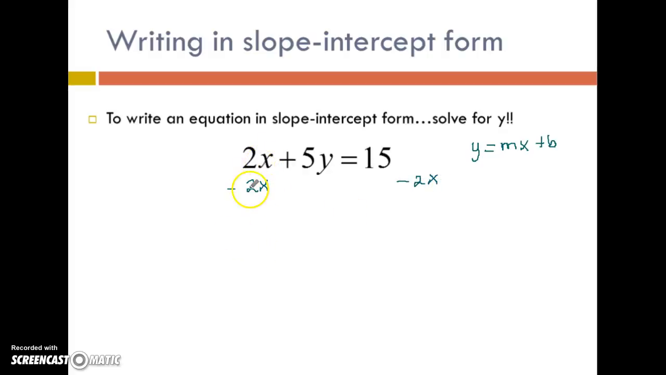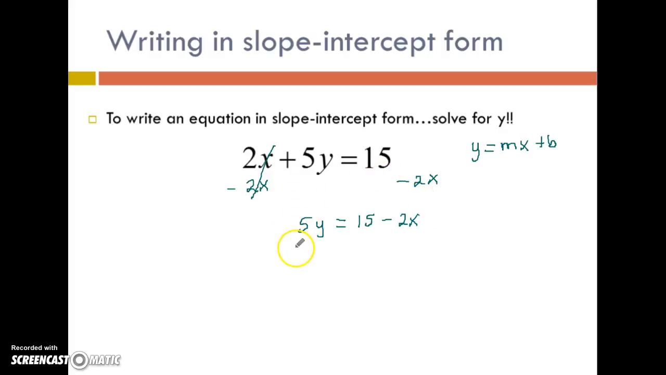So then 2x minus 2x, they're opposites. They cancel each other out, and we still have a positive 5y. So 5y is equal to 15 minus 2x. Note, I didn't subtract 15 minus 2. These are not like terms, so I can't actually subtract 15 minus 2x to get 13x. I would need to leave it as 15 minus 2x.